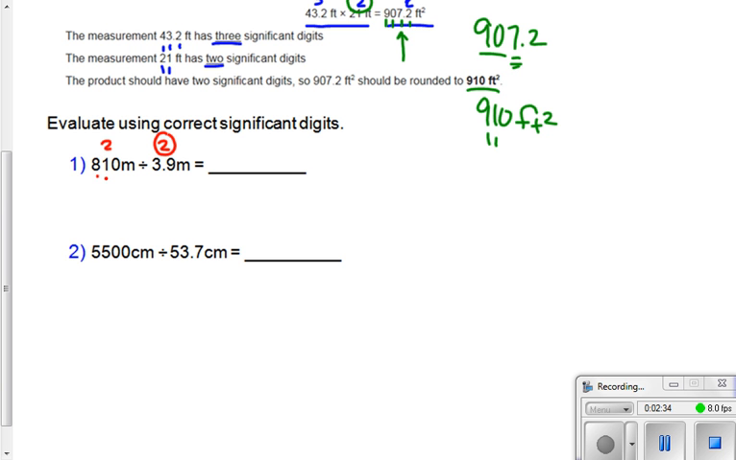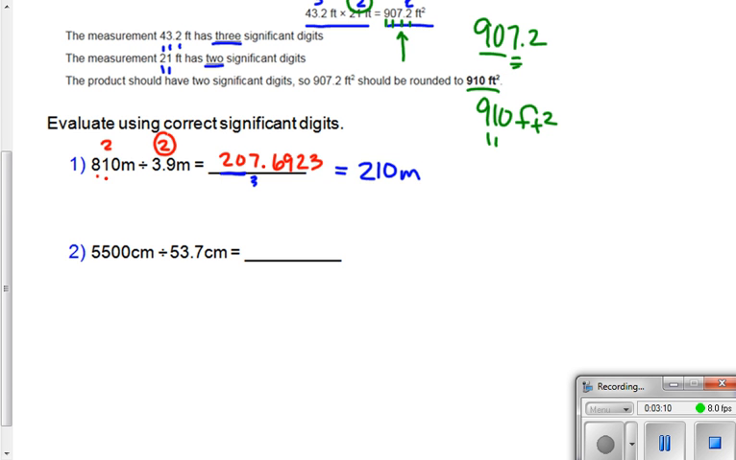So do your computation of 810 divided by 3.9. We'd come up with 207.6923. We need 2 significant digits there. So on this problem right now we have 7. So I'm going to look at my 2 and 0. Look at the 7. That 7 would round up. I would get 210 meters here. Now notice it is not meters squared. I'm not multiplying meters times meters to get meters squared. So it's 210 meters.